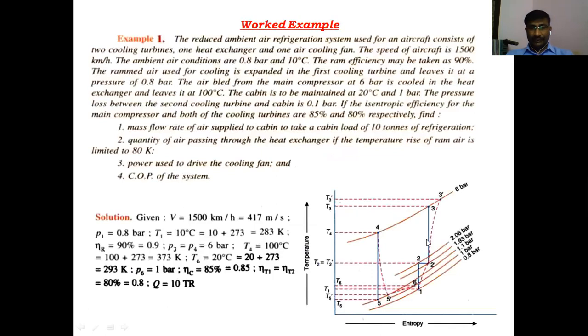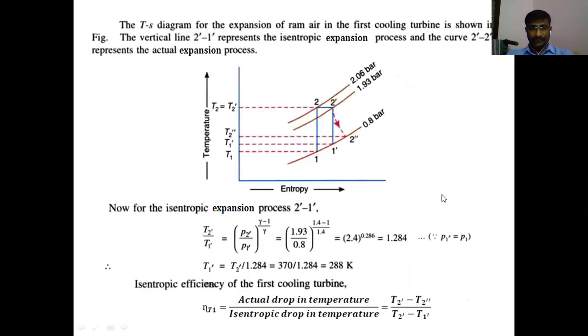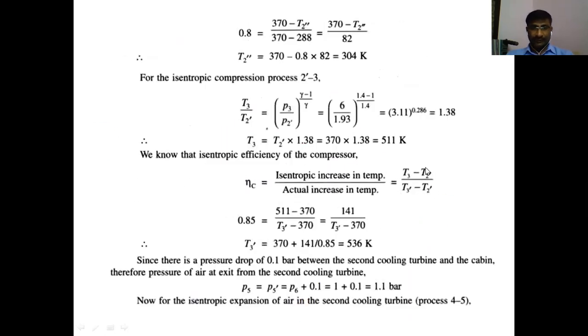This is the isentropic increase in temperature divided by actual temperature increase. That is T3 minus T2 dash by T3 dash minus T2 dash. This is the temperature equation. In this, T3 value is 511 kelvins, T2 dash is 370 kelvins. The only unknown parameter is T3 dash. So T3 dash value is 536 kelvins.